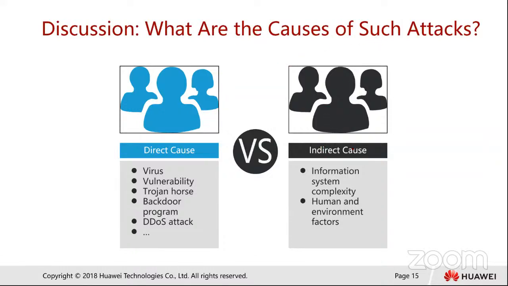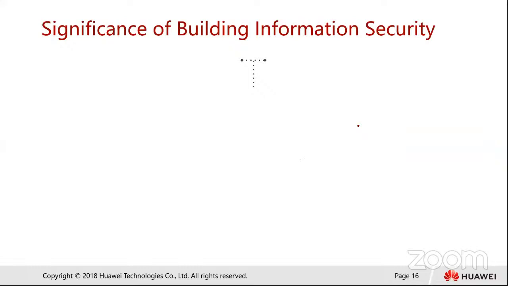So let us look at the indirect causes. We talked about the information complexity and human environment. So if information is complex enough, either in structure or complex by application, sometimes it also leads to such causes.